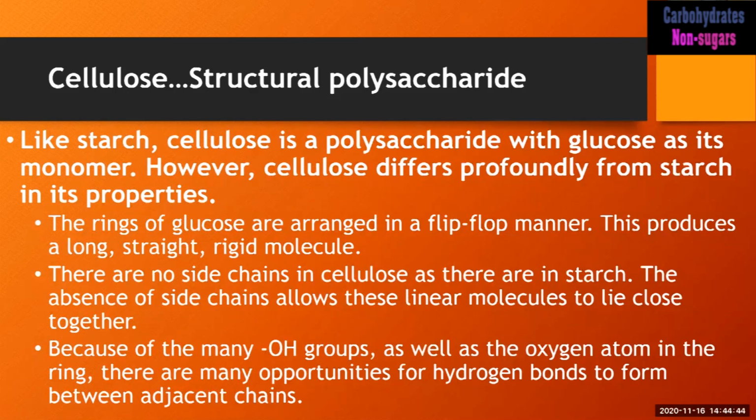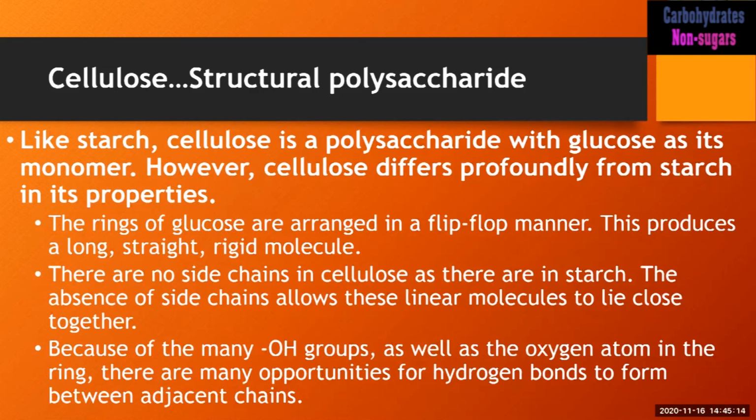So like starch, cellulose is a polysaccharide with glucose as its monomer residues. However, there is a difference between starch and cellulose. The rings of glucose are arranged in a flip-flop manner that results in a long, straight and rigid molecule. There is no side chain in the case of cellulose, unlike in the case of starch. The absence of side chains allows these molecules to lie close together.